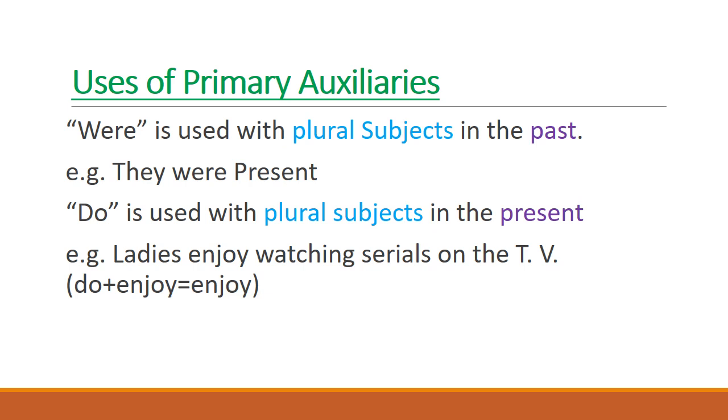Do is used with plural subjects in the present. Here the subject is plural, ladies, and do is used with the plural subject in the present. Do plus enjoy is equal to enjoy. The do form is there in the word enjoy itself. Enjoy is used with the plural subject ladies. Ladies enjoy watching serials on the TV.